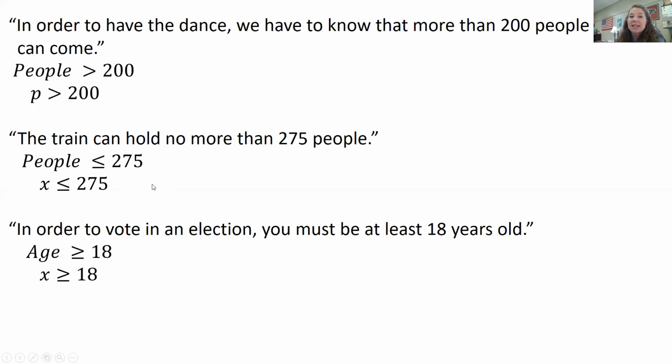In order to vote in an election, so we just had an election, were you allowed to vote in it? No, because you were not 18 years old or older. So to be at least 18, that means your age, if that's X, must be greater than or equal to 18. So the next election, let's see, you guys are what? Probably not the next election. You guys are 12, 13? So 13 plus 4, 17. Oh, a couple of you might be able to vote, but not all of you.